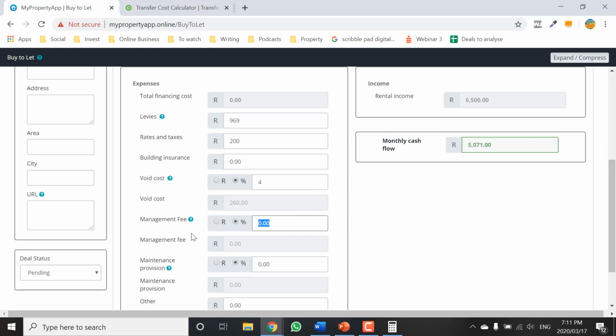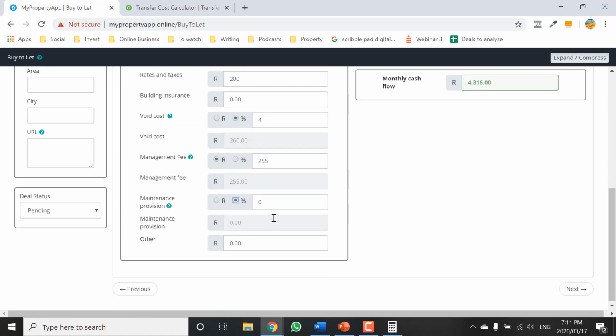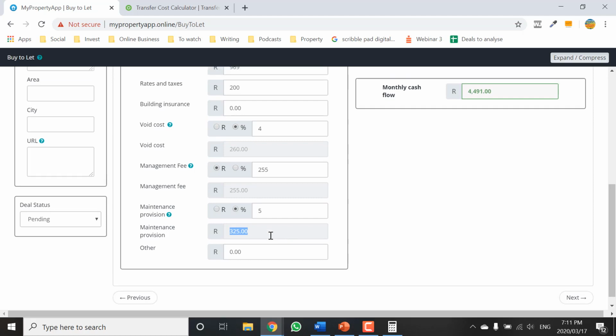Are you going to manage this yourself, or do you want to pay someone to manage it? I think it's better to pay somebody to manage it, the property agency 100%. They charge about 255. Okay, so I'm just going to put in here 255. And then maintenance, let's put 5% aside just for when you need to fix the property.